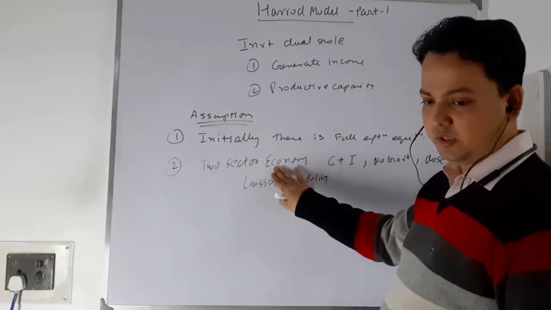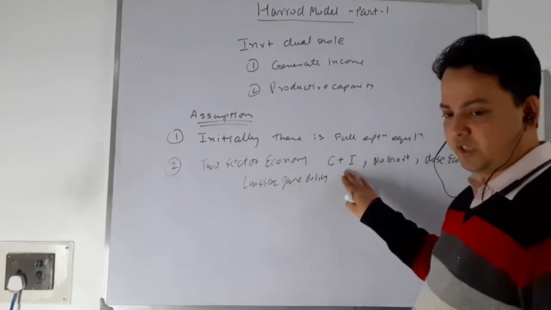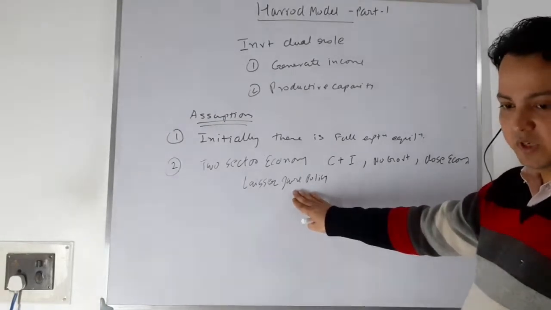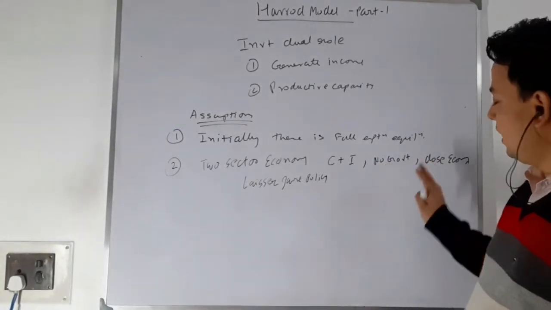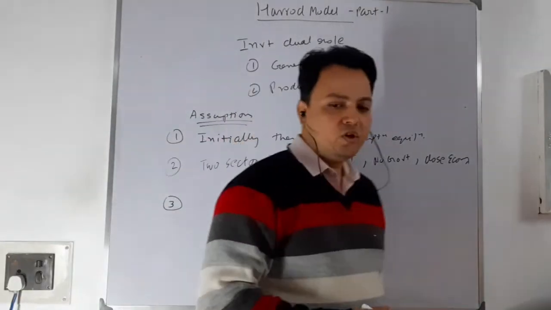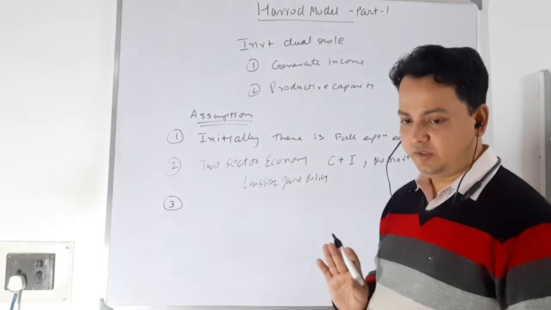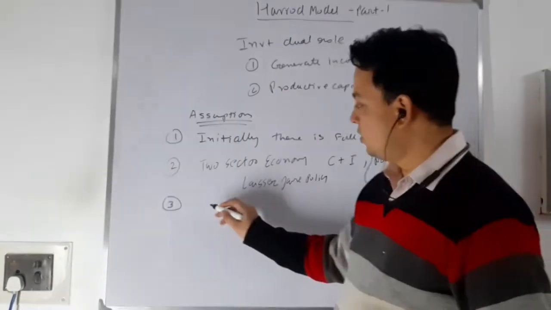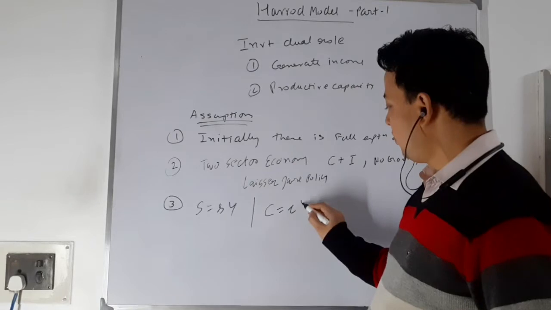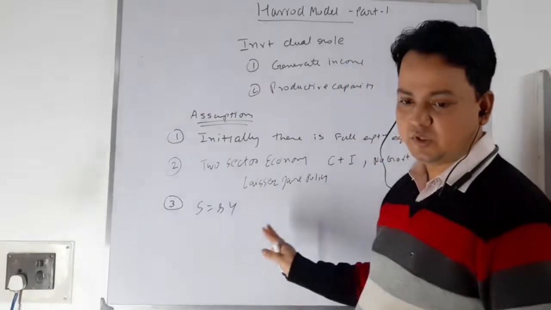So here we consider a two sector model, household and firm. Their demand consists of consumption plus investment. We focus on the market determined outcome, there is no government intervention, and it is a closed economy, so there is no foreign interference. Third thing, if you remember, when we did the consumption hypothesis, in the long run there is a proportional relationship between consumption and income. Since we are doing long run analysis, consumption is a proportion of income, so saving will also be a proportion of income. This is also one of the assumptions here.